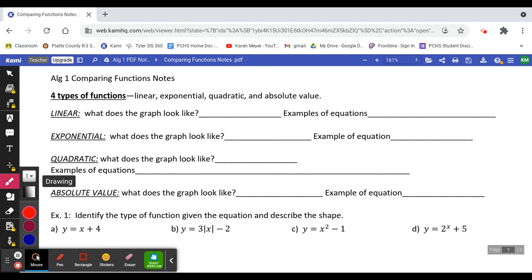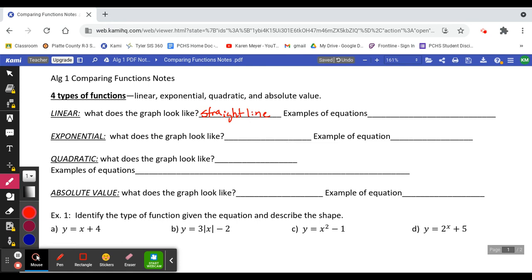What does a graph of linear look like? Well, it's going to be a straight line. It can be a diagonal line. It can be a line that goes up and down. It can be a line that goes across.